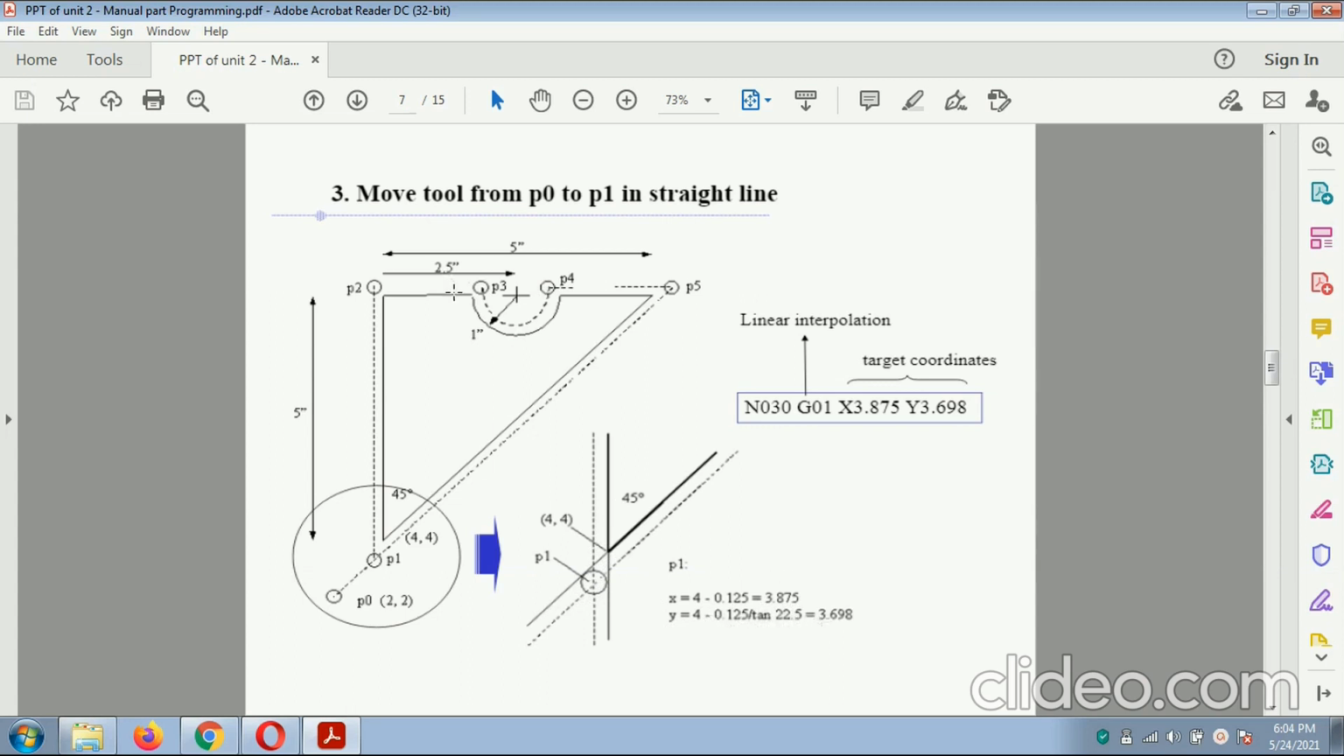22.5 is the distance with respect to this dimension. So X is equal to 3.887 and Y is equal to 3.698.